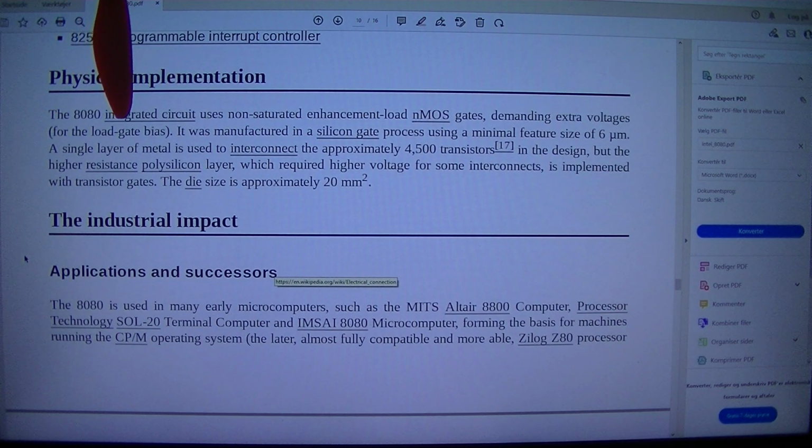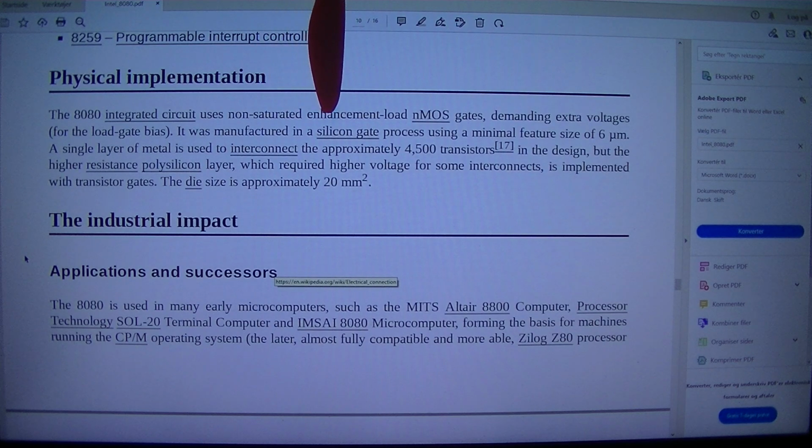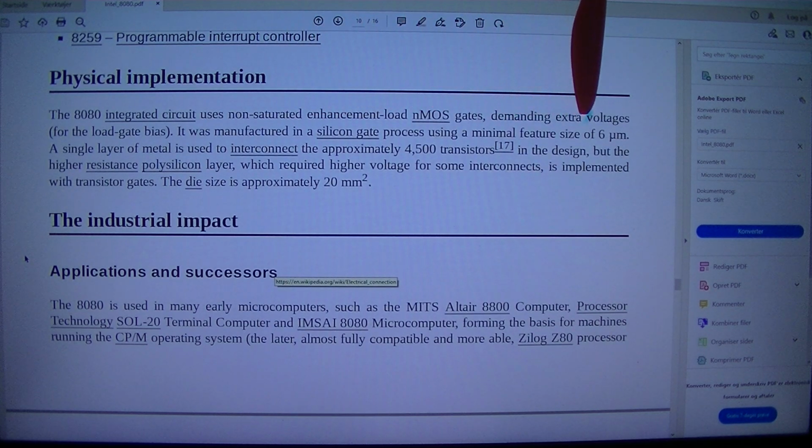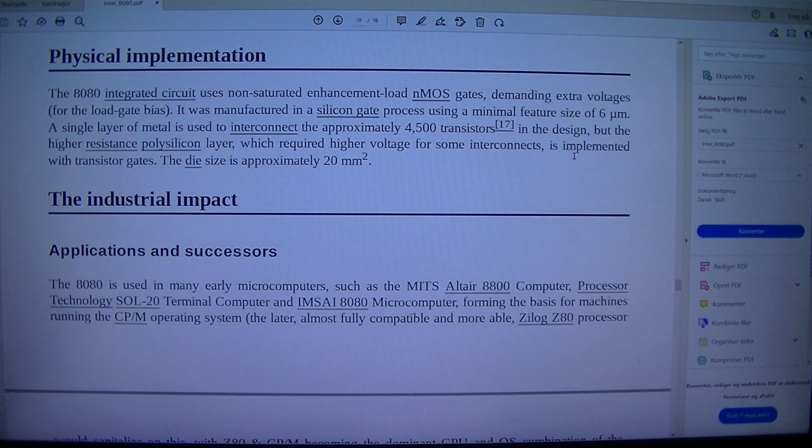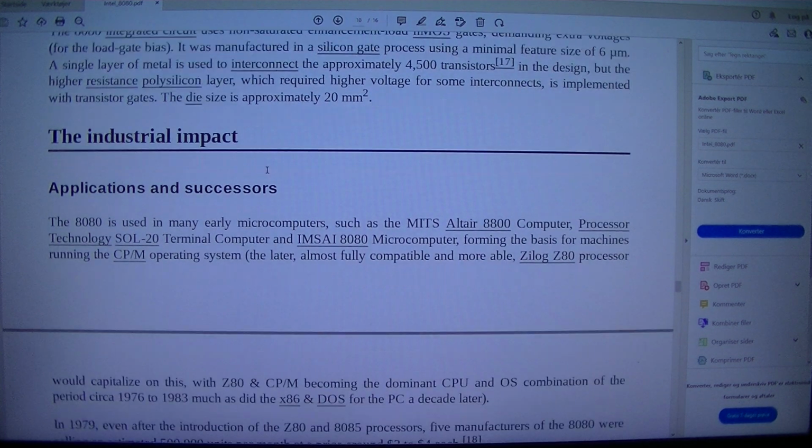Physical implementation. The 8080 integrated circuit uses non-saturated enhancement load NMOS gates, demanding extra voltages for the load gate bias. It was manufactured in a silicon gate process using a minimal feature size of 6 micrometers. A single layer of metal is used to interconnect the approximately 4,500 transistors in the design, but the higher resistance polysilicon layer, which required higher voltage for some interconnects, is implemented with transistor gates. The die size is approximately 20 mm squared.